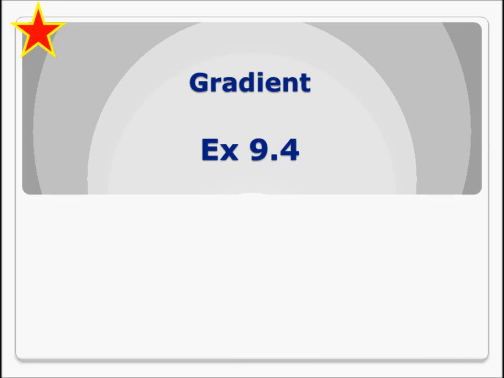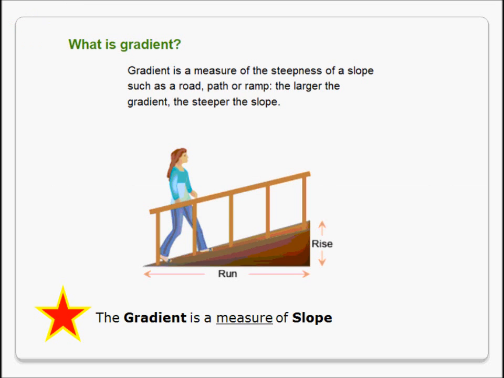Welcome back to our chapter on straight line graphs. In this section we're going to look at a word that we've been using in the last couple of videos called gradient. We're going to look at what is it and how can we measure it. So first of all, gradient.